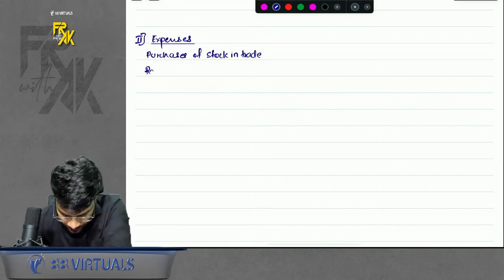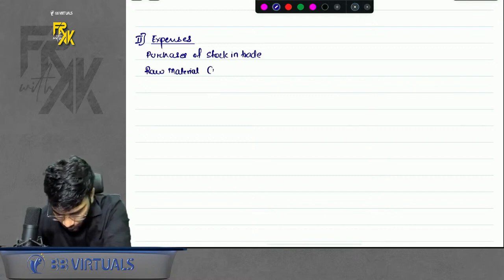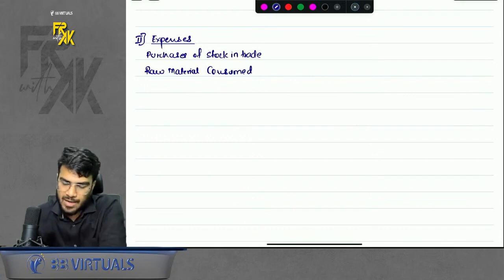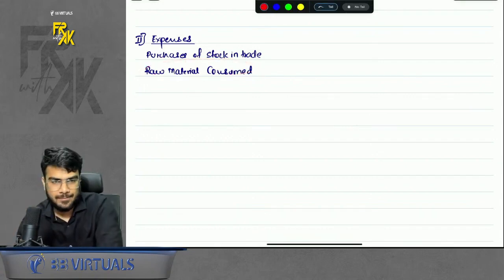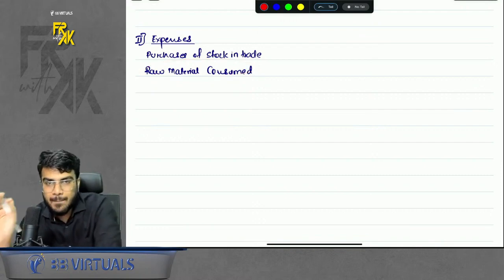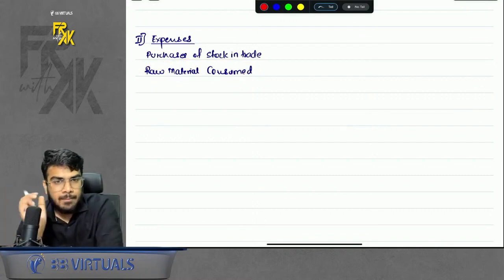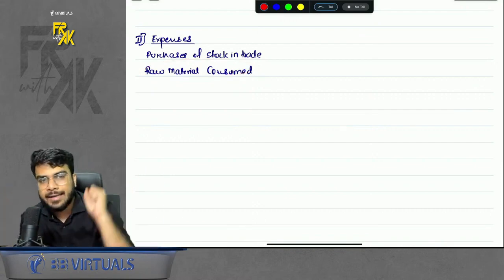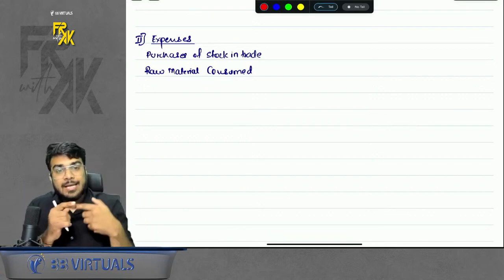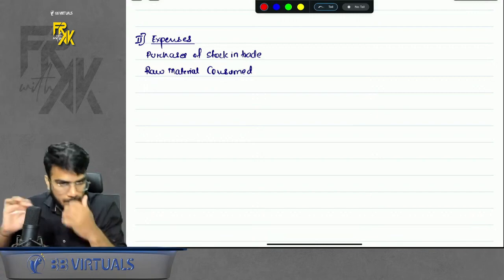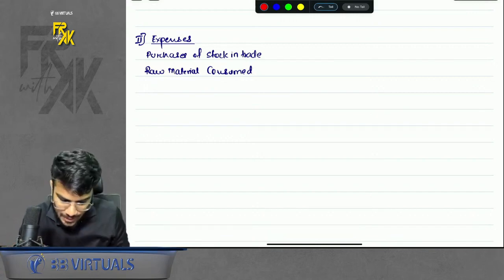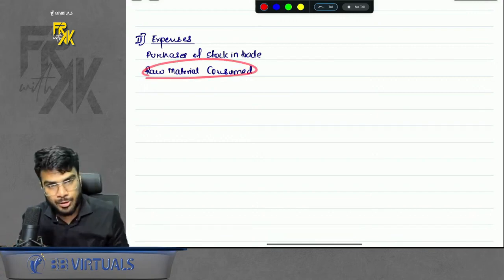Okay. What about the next element? The other element is raw material consumed. So now what is the meaning of raw material consumed? Relevant for those businesses which are involved in manufacturing. Why, sir? Because for a manufacturing business, company will not procure the product directly. They will procure raw materials. They will prepare finished goods out of it and then they will sell the finished goods. So in those kind of companies, raw material consumed is an important aspect.